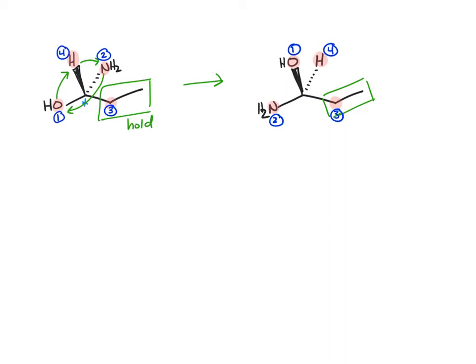Now, all you need to do is draw your curved arrow from 1 to 2 to 3. This arrow is going around to the left or counterclockwise, so that means this chiral center has an S configuration.